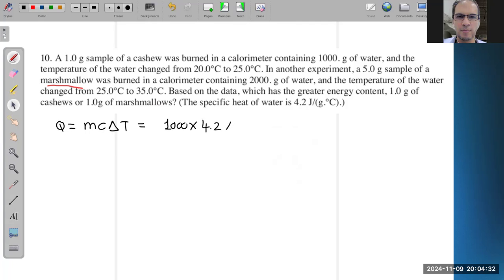4.2. And what is my temperature difference? The final minus initial, so it is 25 minus 20, so it is 5. So I have 21,000 joules for every 1 gram of.